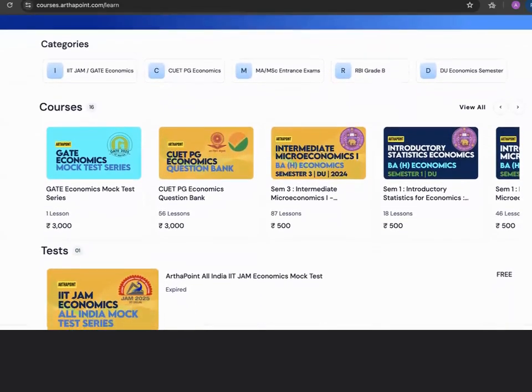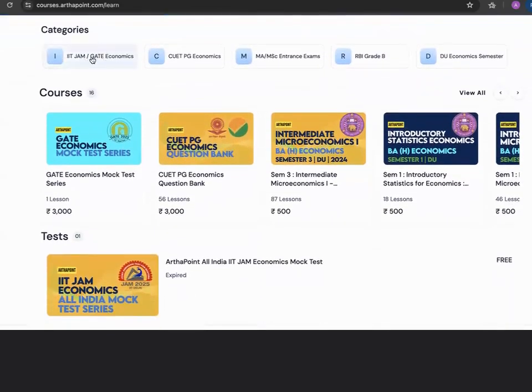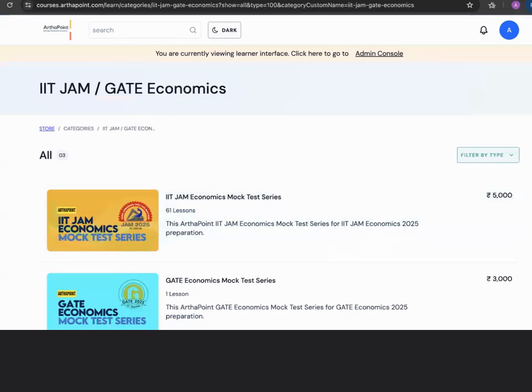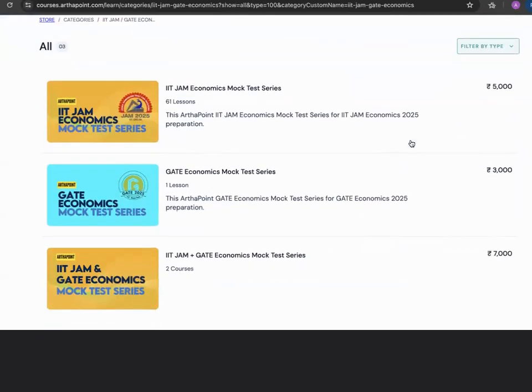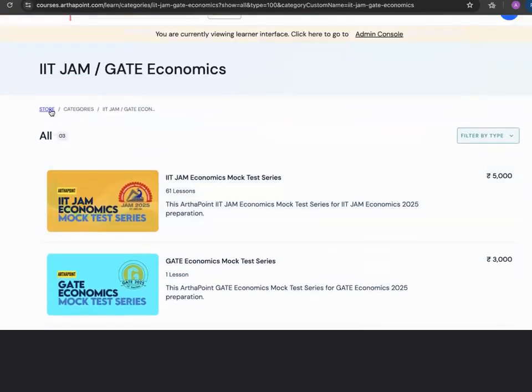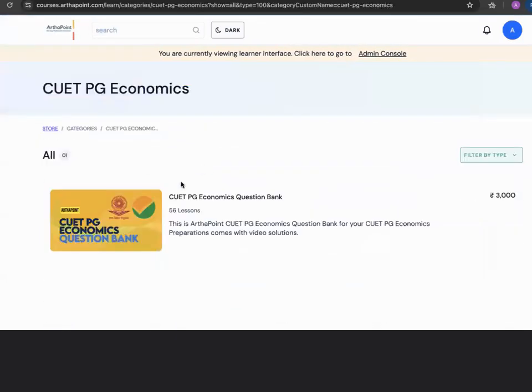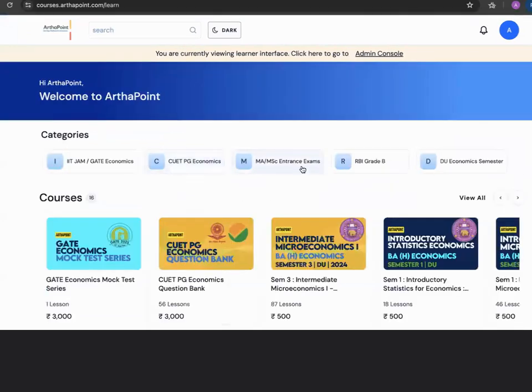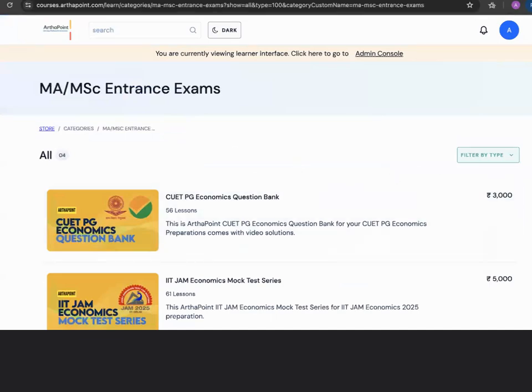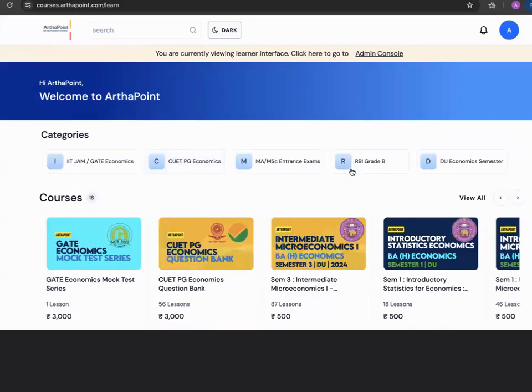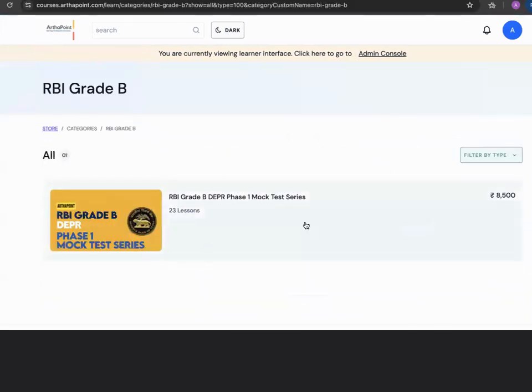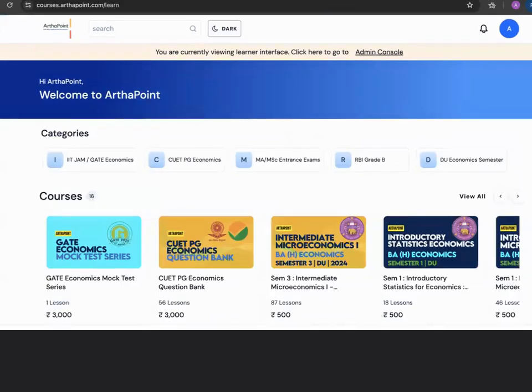Similarly, if you have a look at the IIT JAM courses, here you will be able to see the different mock test series for IIT JAM that have been launched. At the same time, you will be able to also see the question bank for CUET, which has now been launched, and you will be able to see the different other courses also, right? These are only a few of the courses, beta. We do provide more courses also. These are the courses which you can directly access.